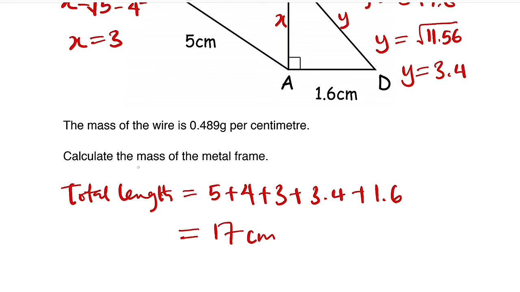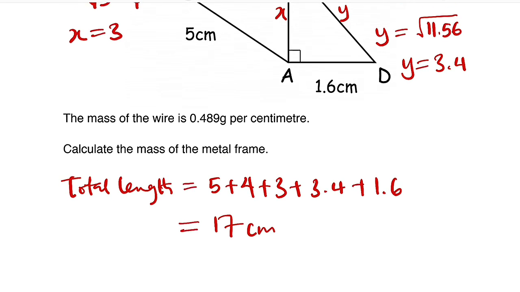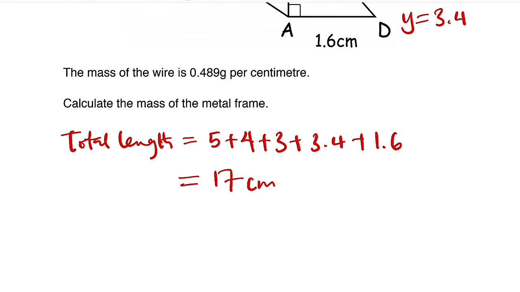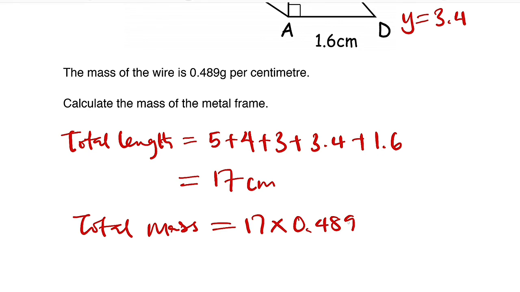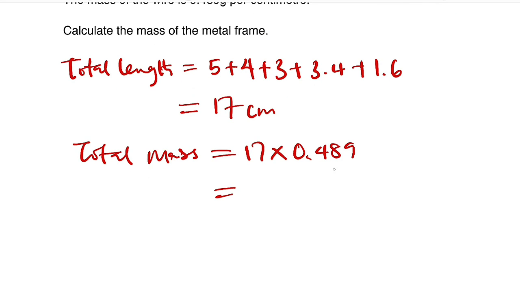But remember, we are looking for the mass of the total frame. The mass will be, because each centimeter is 0.489, so for 17, we multiply together. Total mass of the wire will be 17 multiplied by 0.489. So this will be 8.313 gram. This is the total mass.